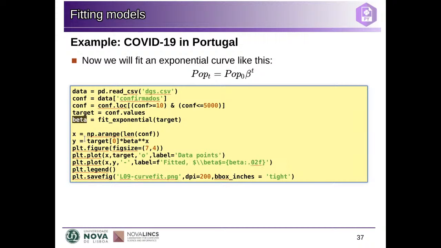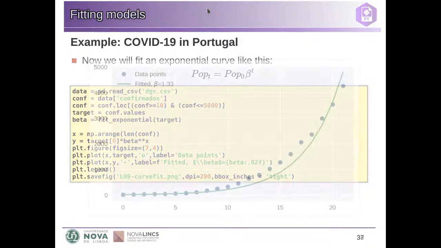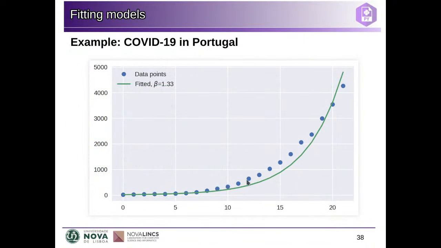And now we can use that to compute the actual curve of the fit, the fitted function. So we start with the initial number of infected people, and then we compute that multiplied by beta raised to each value of x, where x is just our time axis. Okay, so now we plot the line and the data. The circles are the data points that we have, and this is the fitted exponential curve. And this is the beta value that we got here.